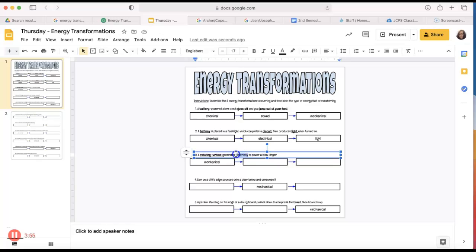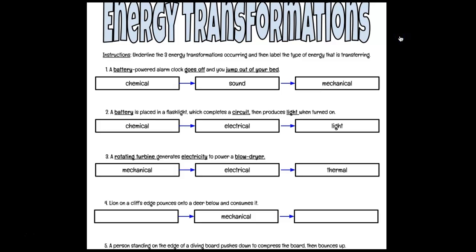It generates electricity. That's what gives it its electrical power. And then that power is then used to turn on a blow dryer. So we have a rotating turbine as mechanical energy. If it's generating electricity, that means it turns into electrical energy. And then if the blow dryer turns on, think about what you use a blow dryer for. It's for heat, right? So it's going to create thermal or heat energy. So there's your answers for number 3. Mechanical, electrical, and thermal.